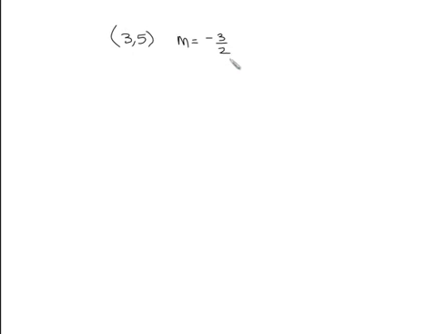If you know the slope of a line and you know one point that's on the line, you can use point-slope form.